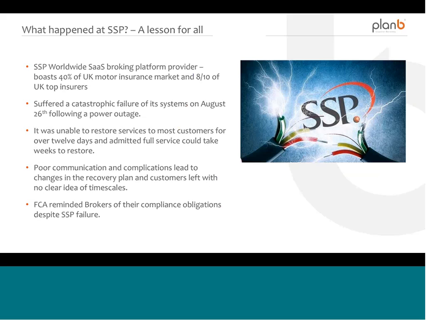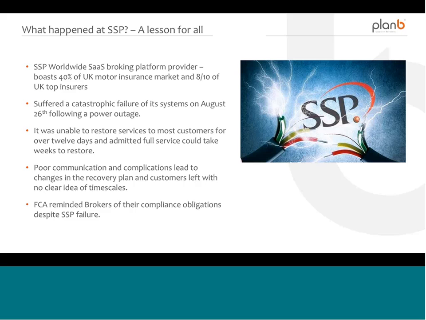Okay, so looking at the SSP incident last year, I'm sure all of you from the industry will know about it or have heard horror stories about it. But essentially, for those that don't, SSP Worldwide provide a broking platform on a software as a service basis, or SaaS. They are a big player in the industry and worldwide. They boast 40% of the UK insurance market and 8 out of 10 of the top insurers, and therefore any problem that they have will have a significant impact on that market. And that's exactly what happened last August.